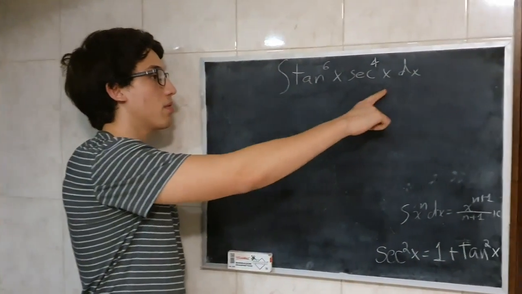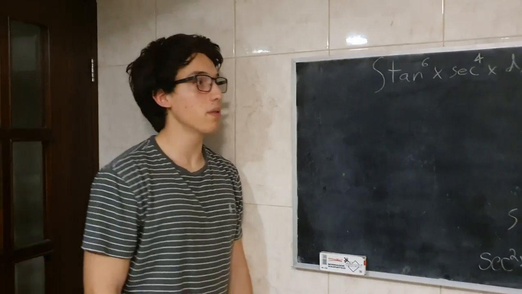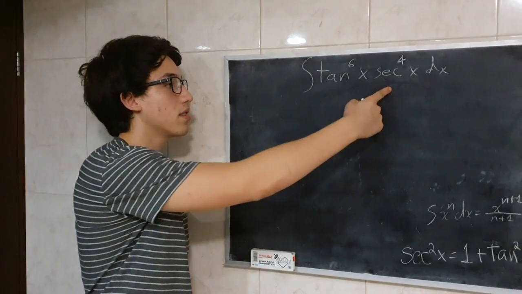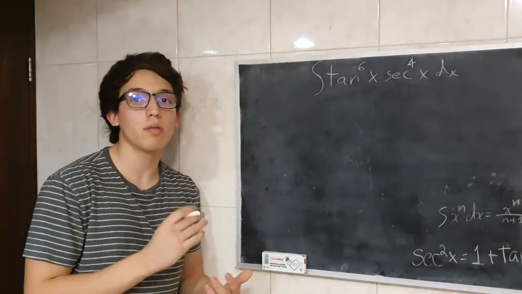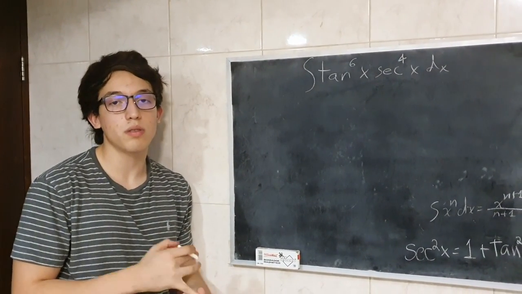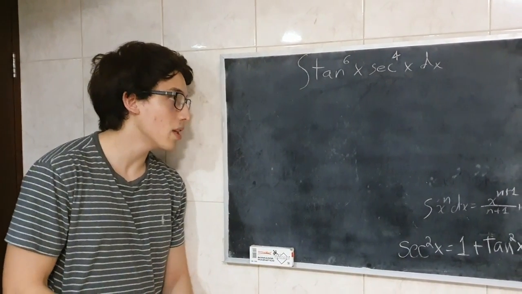So this is the first problem. We chose this problem because it has a secant with an even exponent, and to get the answer we need to use a mixture of integration by substitution and trigonometric identities.